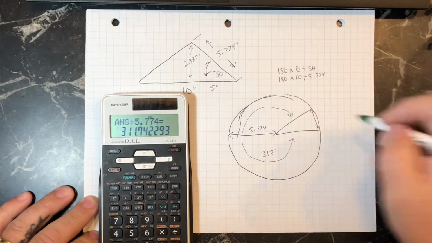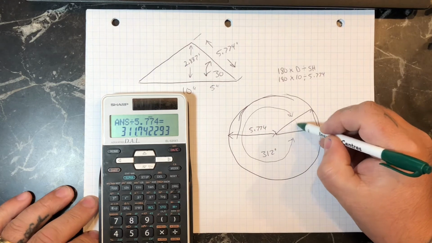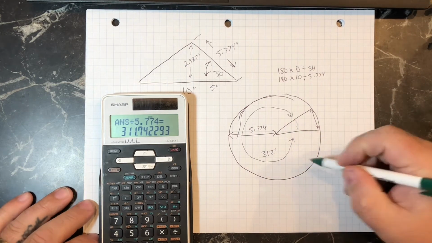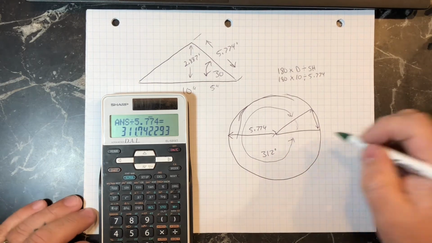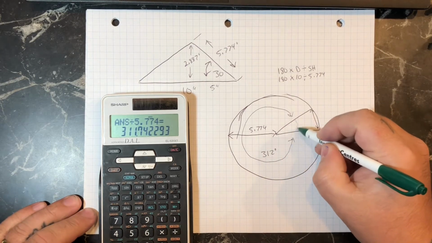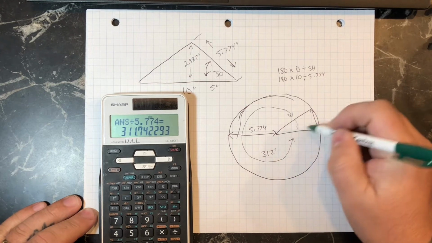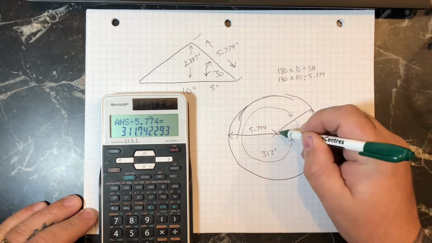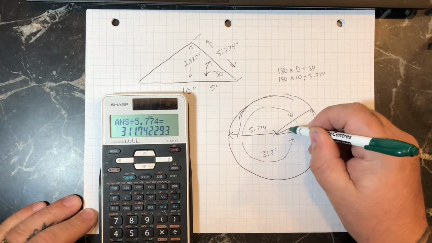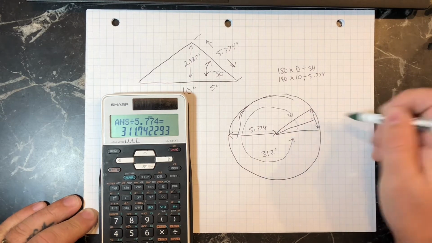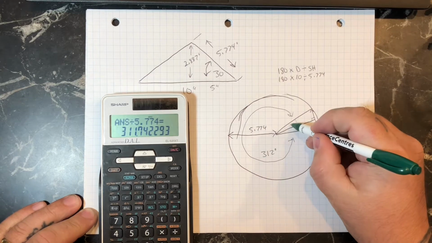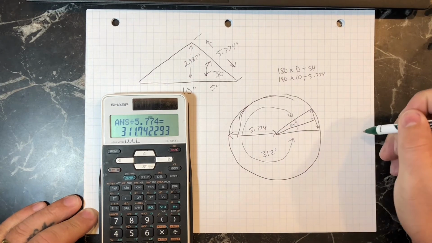Now I don't really care about that. What I'm looking for is the degrees in here. So 360 minus 312 is going to be 48 degrees. So we have 48 in there. But to find this chord length, I need two right triangles, so I have to draw a line in there. So I have a right triangle, and all I really care about is 24 degrees in this one.